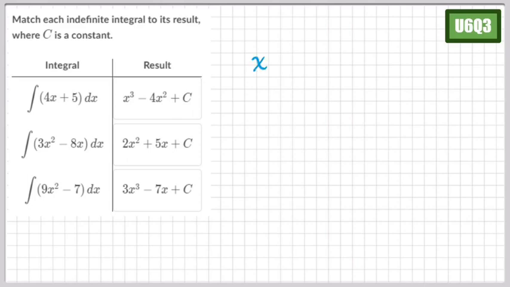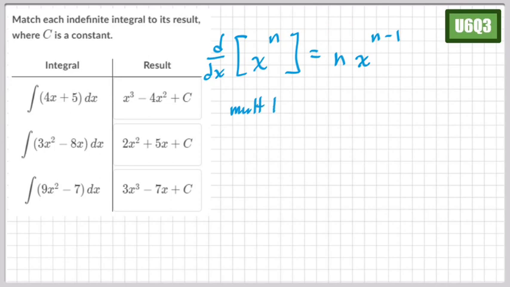If you had x to the n, and you were taking the derivative of this with respect to x, do you remember what you get? You get n x to the n minus 1. So you drop the n, you multiply by the exponent.